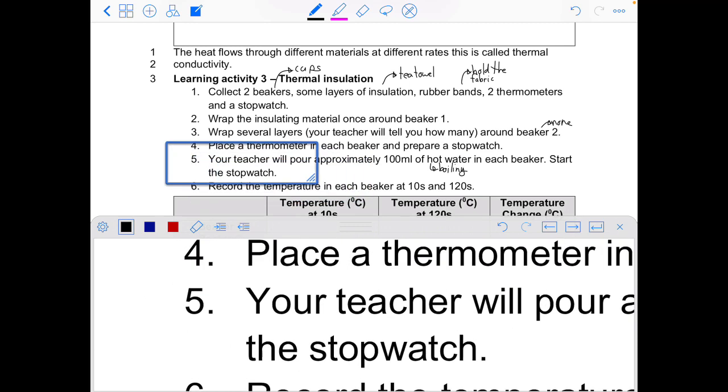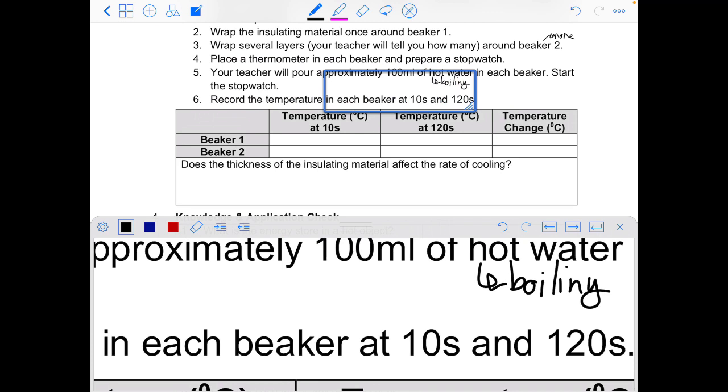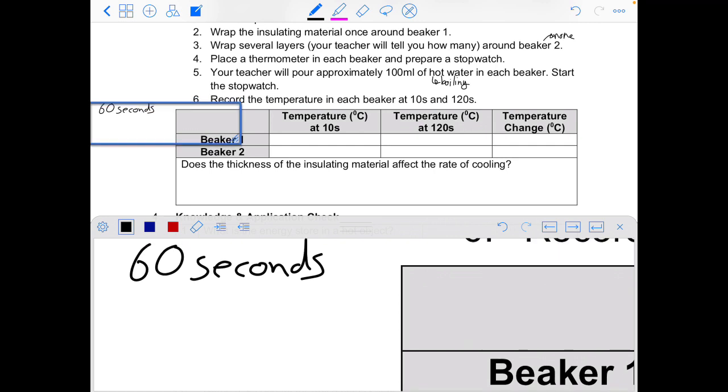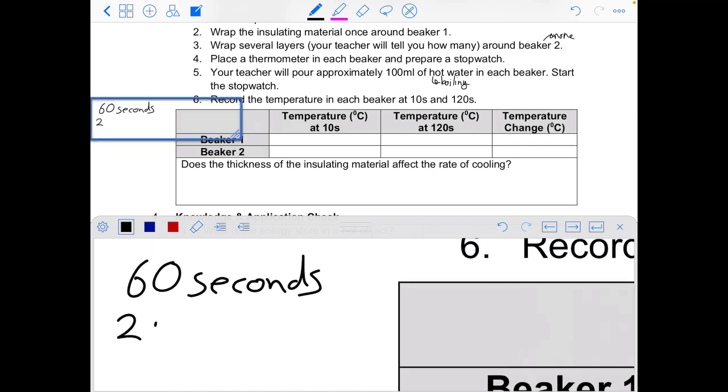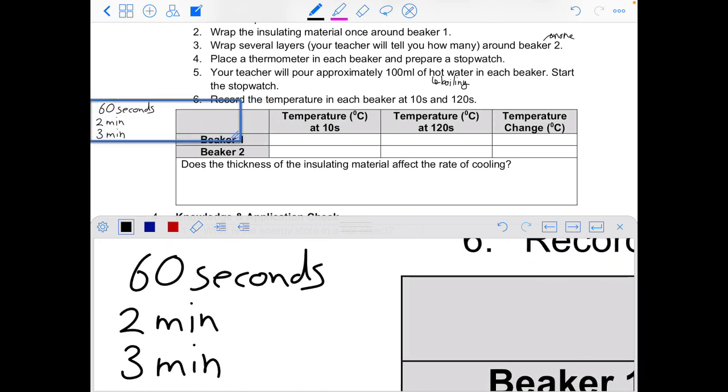So if you have a thermometer, take the temperature right at the beginning for each cup. If you don't have a thermometer, I want you to wait 1 minute or 60 seconds. And then carefully, without burning yourself, put one finger into each cup and feel how warm it is. All right. And then again at 2 minutes and again at 3 minutes. So at 1 minute, 2 minutes, and 3 minutes.